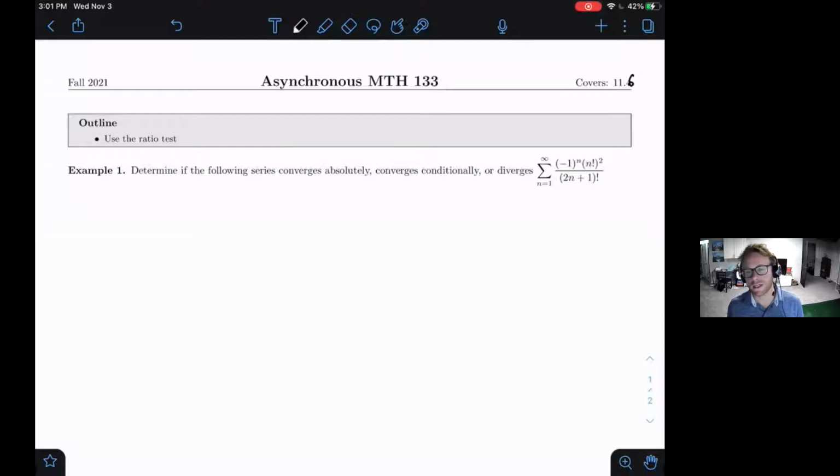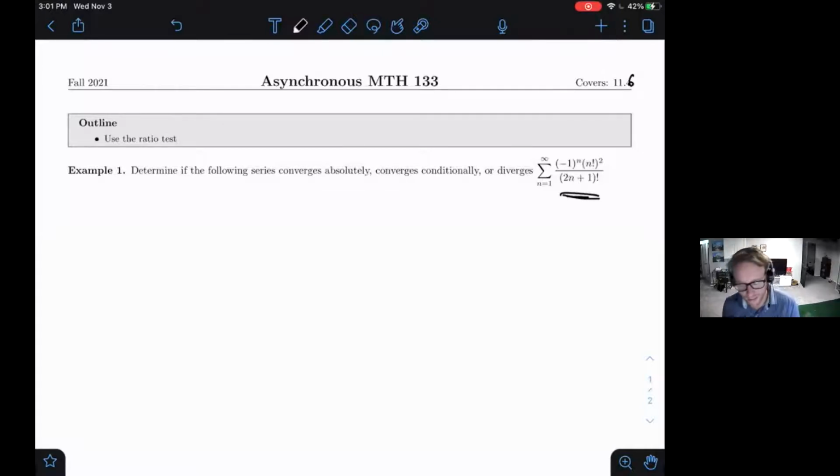Again, 11.6 was covering the ratio test. And I think one of maybe the most difficult things about the ratio test is when you're dealing with these factorials. And so I've chosen for us, again, something that's certainly on the upper end of the spectrum as far as difficulty goes. But I don't think this is completely unreasonable to show up on a quiz or an exam or anything like that. Again, our goal here is to determine if this series converges or diverges.